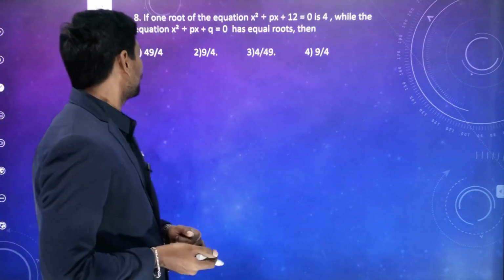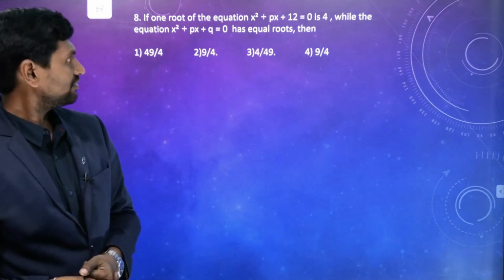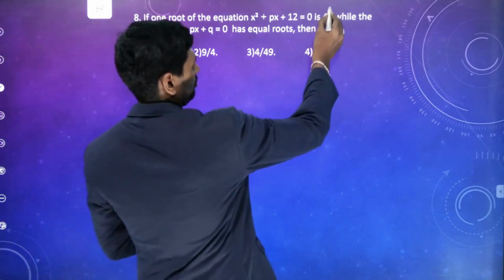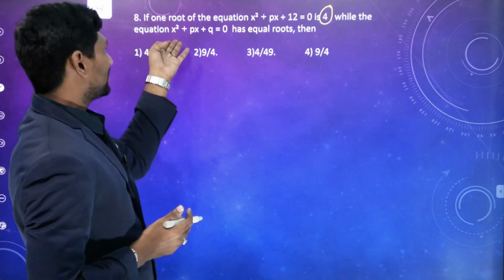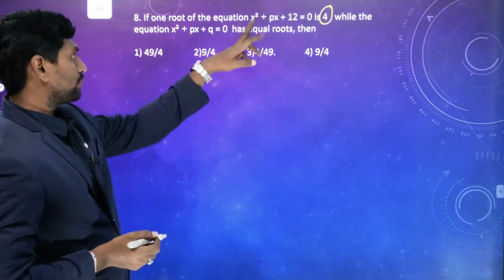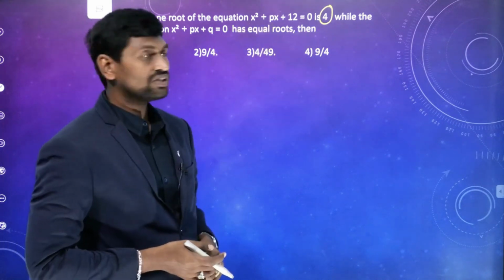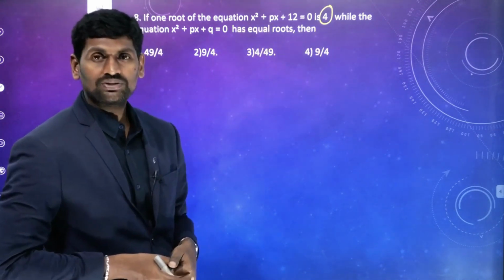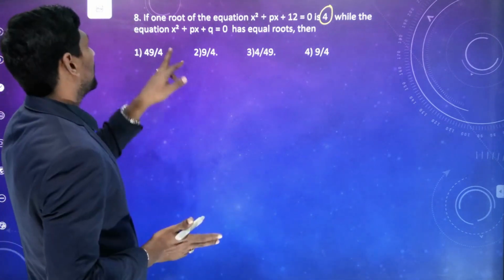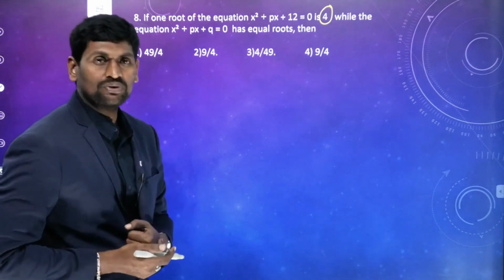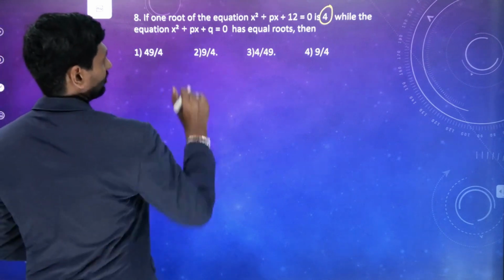Okay, 8th one. If one root of the equation x square plus px plus 12 equals 0 is 4. So one of the roots is 4. The second equation is also given here, two equations. First equation x square plus px plus 12 is equal to 0, its root is 4. Root is nothing but solution, we have discussed already. And the second equation x square plus px plus q equals 0 has equal roots.